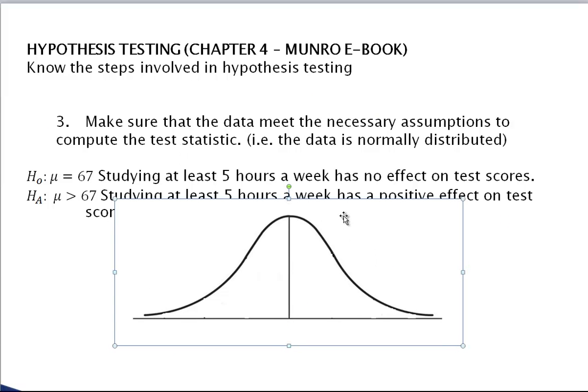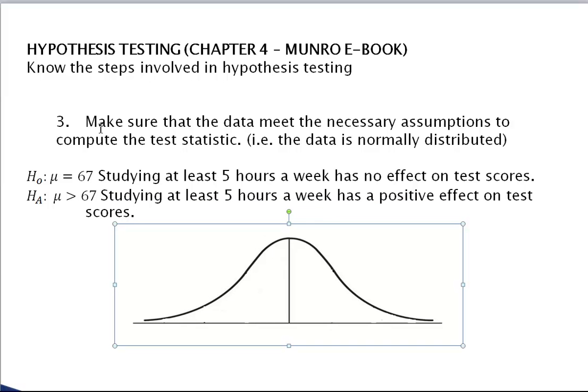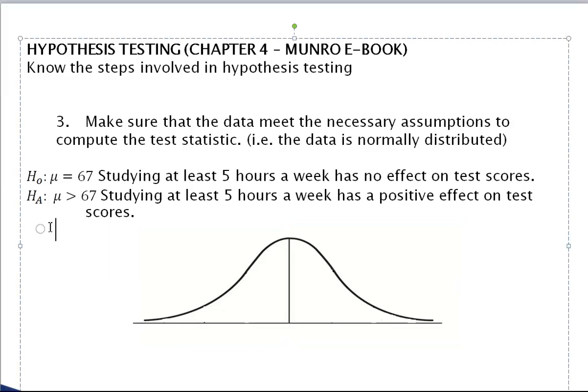Now, when we look at this, let me move this down a little bit. Step number 3. So first we set up the null and alternative hypothesis, and then we got the alpha value, also known as the critical value, or the area where we have the rejection region, and we set that up. Then we make sure the data meet the necessary assumptions to compute the test statistic. So, for instance, the data is normally distributed.